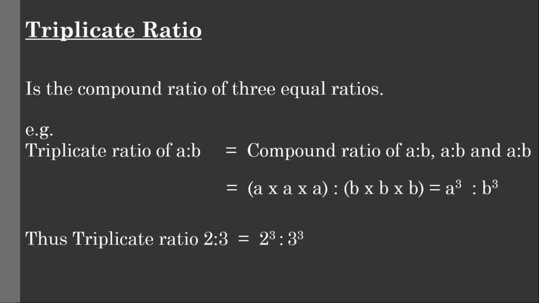Let's have a numerical. Triplicate ratio of 2 is to 3. That is, 2 to the power 3 is to 3 to the power 3. So we know 2 cube is 8 and 3 cube is 27. Therefore, the triplicate ratio will be 8 is to 27.